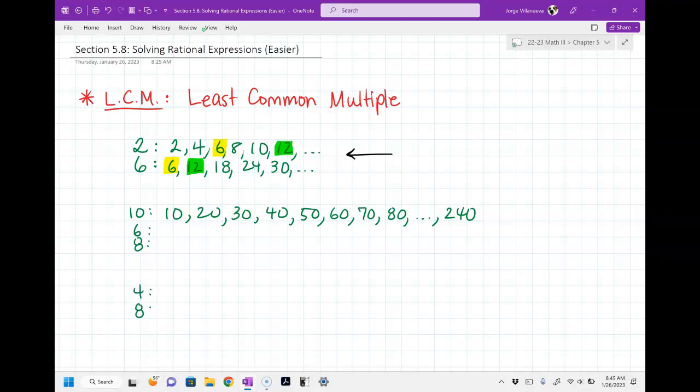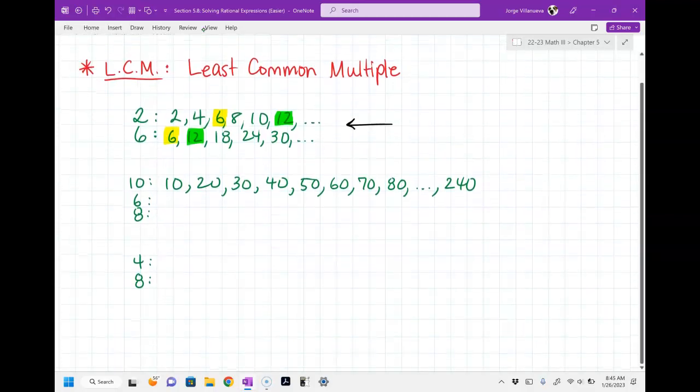Let's try this one. Where do those meet up? Start with the biggest number. So start with the 8. What's the smallest multiple of 8 that will work for 8 and 4? So you start with 8. Does 4 go into 8? Yeah, so I'm done. That's it.